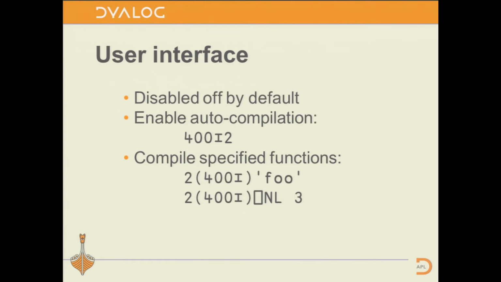The index origin. The question was, does the index origin make a difference? No. It turns out that the compiler does not care about that. The individual primitive functions do care about it, but it's all handled in the individual primitives. The compiler doesn't care.